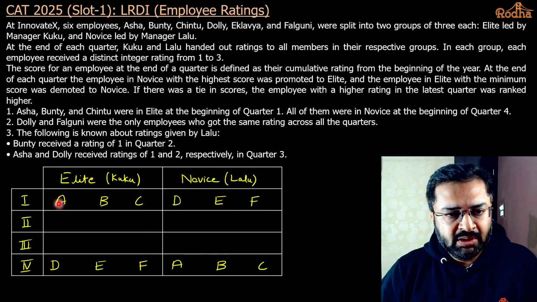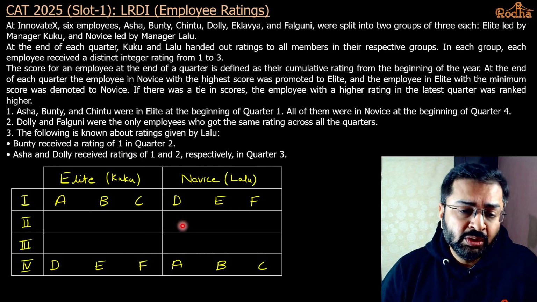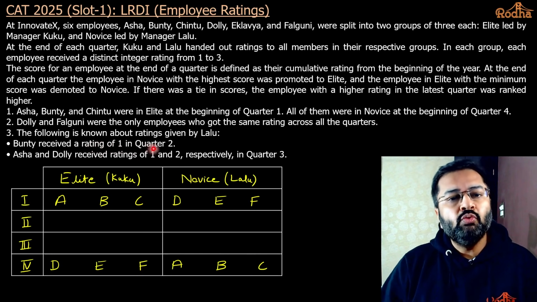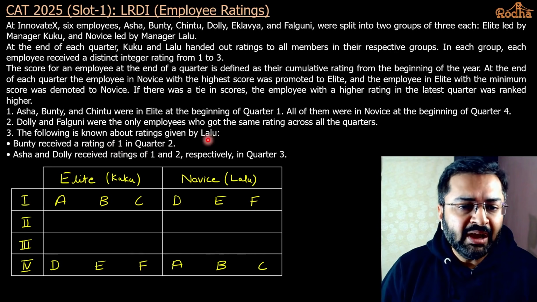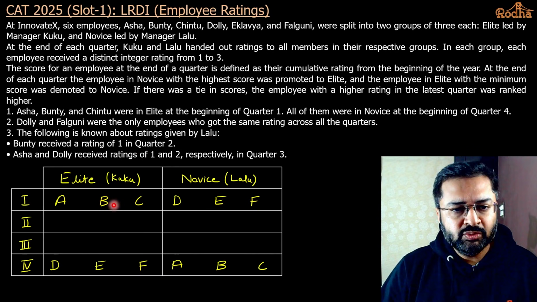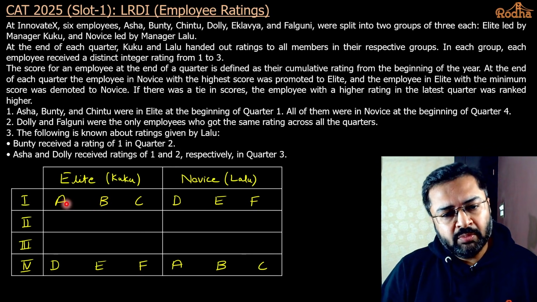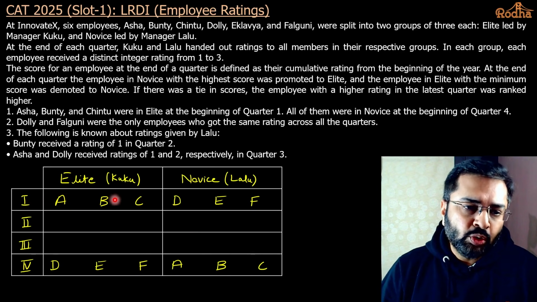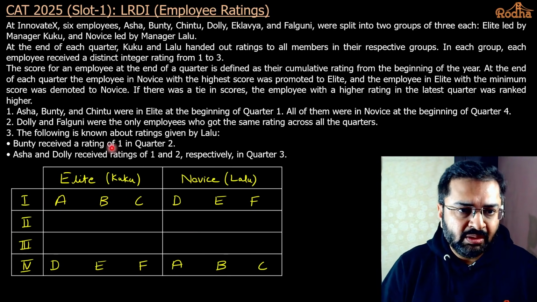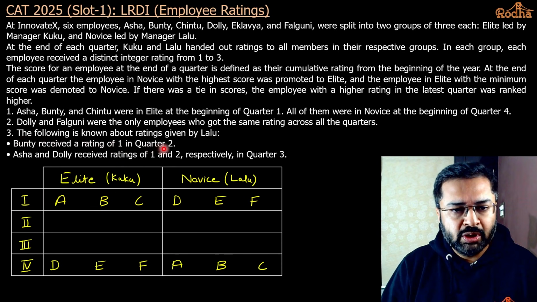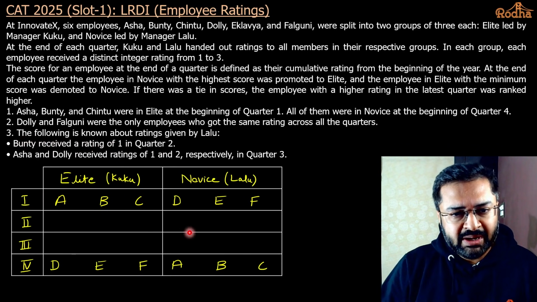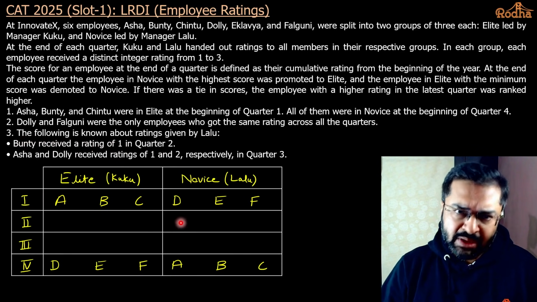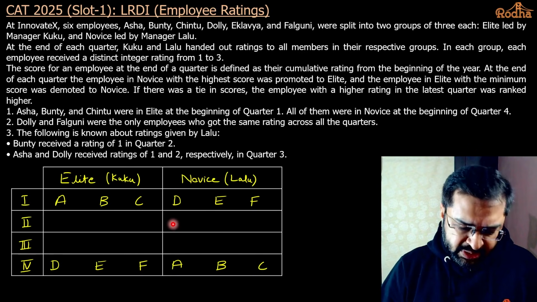Now, if Bunty received a rating of 1 in quarter 2, we are talking about this. This is the elite group at the beginning of quarter 1. So this is quarter 2. So if Bunty received a rating of 1 in quarter 2 by Lalu, it means that Bunty would be here. So from ABC, who was the one who must have got demoted after quarter 1? It means that Bunty must be in Lalu's group, which is novice. So Bunty should be here.